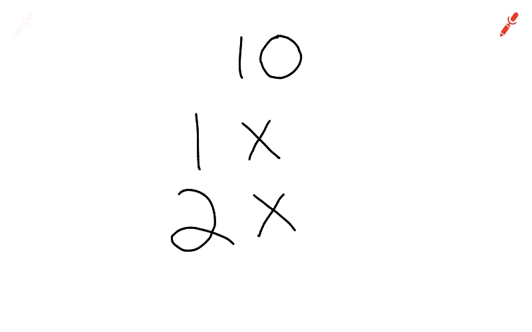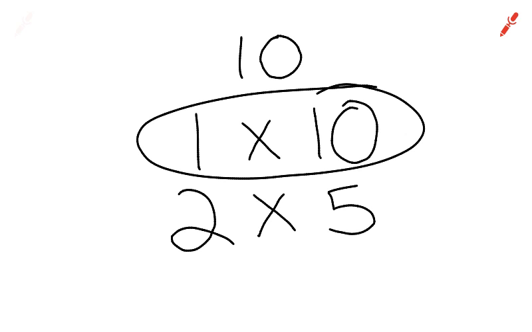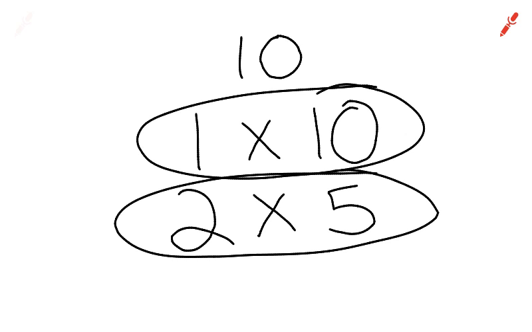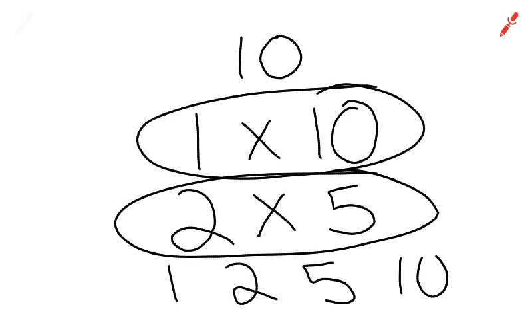The next one, it asks us with the number 10, what are our factors for 10? 1 times what is 10 and 2 times what is 10? 1 times 10 is 10. And 2 times 5 is 10. So our pairs of factors are 1 and 10, 2 and 5. And then our factors are 1, 2, 5, 10.